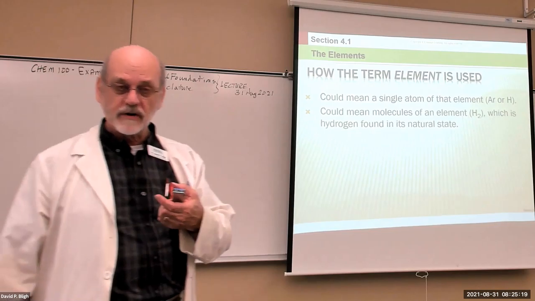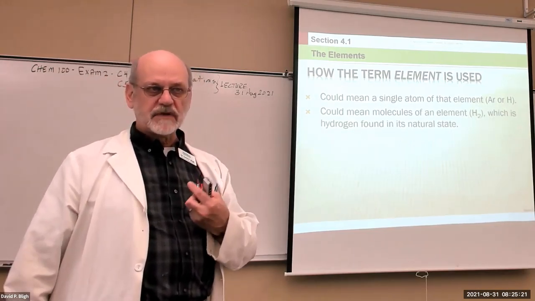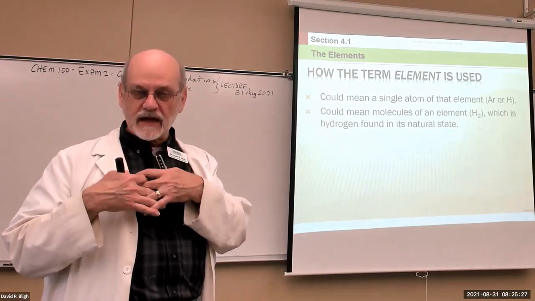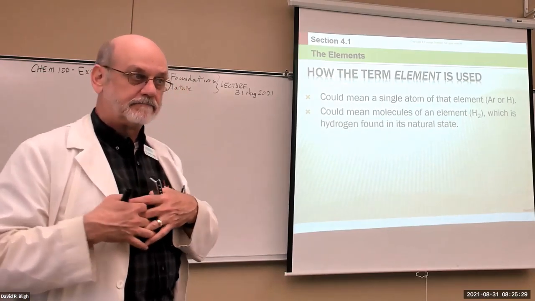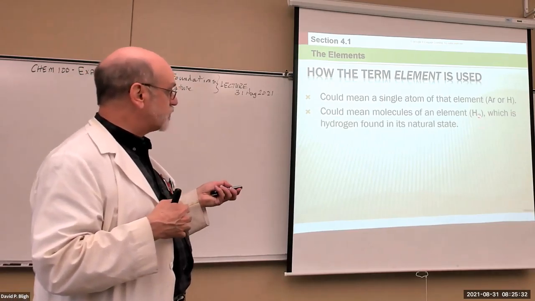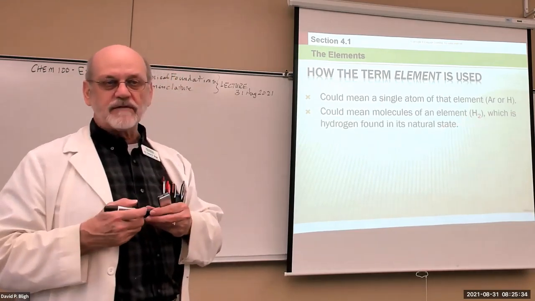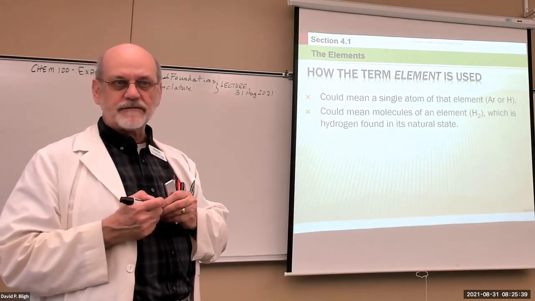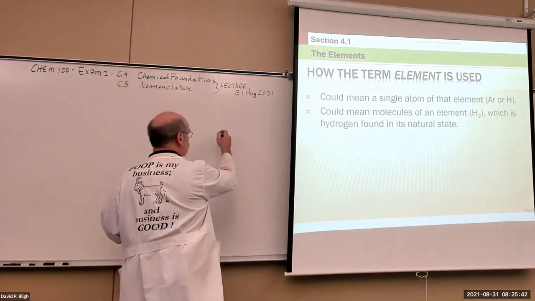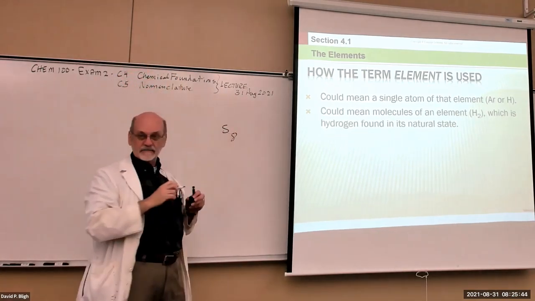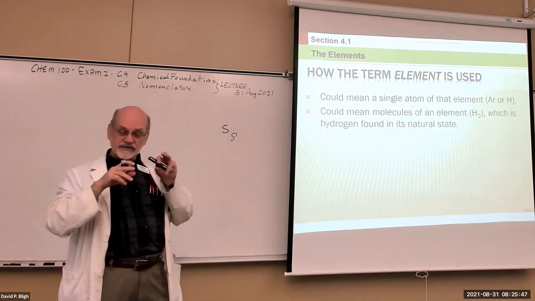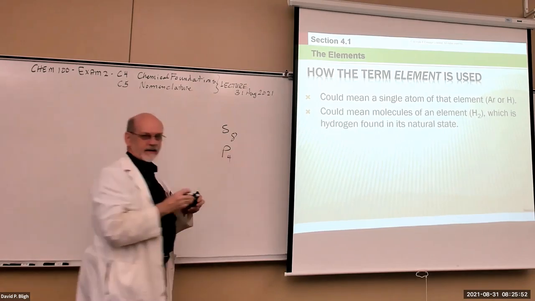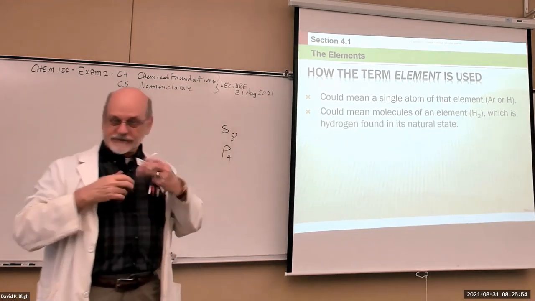Sometimes, like I mentioned earlier, elements occur associated two or more atoms together. So the diatomic elements are exactly that. H2 is a good example. You can also have various allotropes of sulfur. You could have 8 atoms of sulfur combined together. It's still the sulfur element. Or you could have 4 atoms of phosphorus combined together. It's still phosphorus.